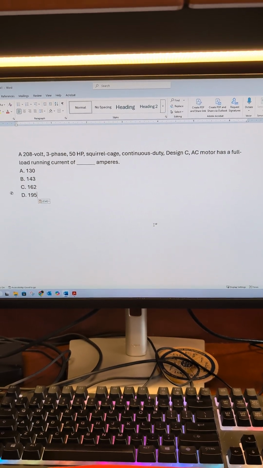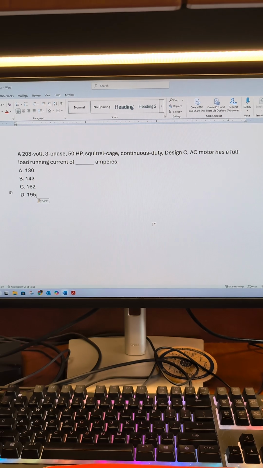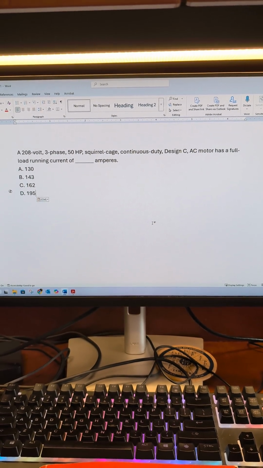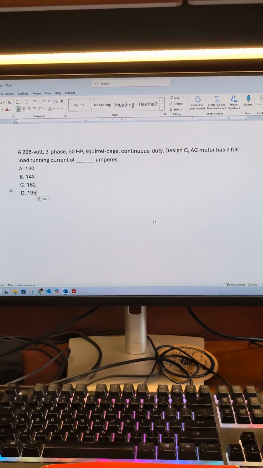Let's get into it. A 208 volt, three phase, 50 horsepower, squirrel cage, continuous duty, design C, AC motor has a full load running current of blank amperes.